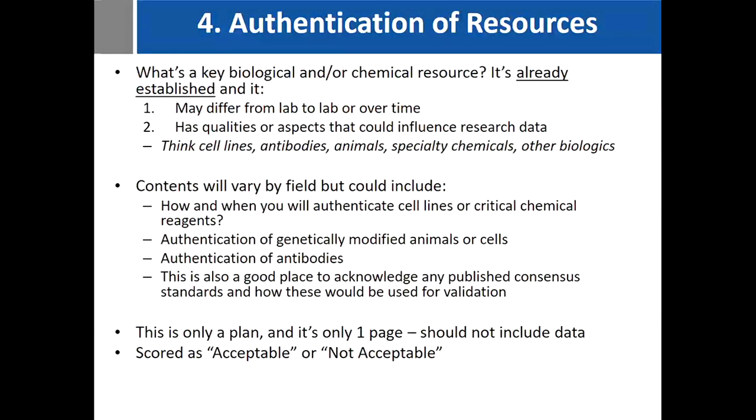So what kinds of things do you want to discuss in this plan, this attachment? You want to focus on describing how and when you would authenticate a cell line or any other critical chemical reagent. What will you do to authenticate your genetically modified animals? Will it be PCR, or would we do some kind of Southern blot? What will you do to authenticate antibodies? Will you test them on knockout tissue or in knockdown experiments? And just to mention again, this is also a good place to acknowledge any SOPs or published consensus standards that professional societies or other scientific groups have developed that you could use as a template for validating reagents in your specific field.